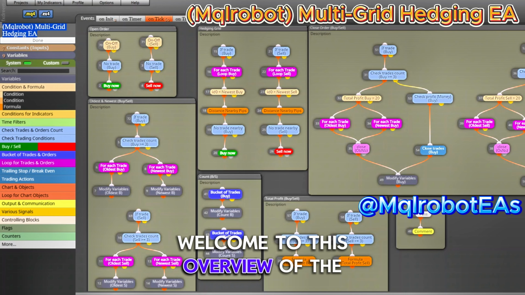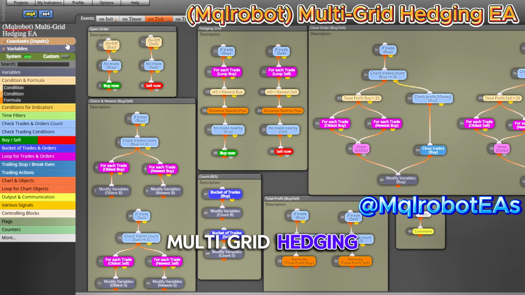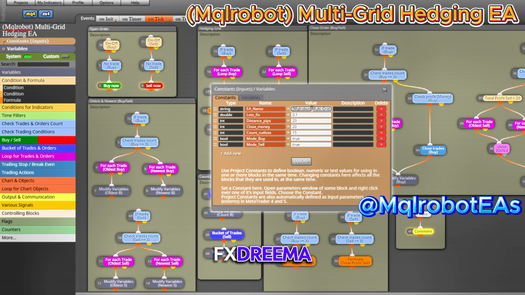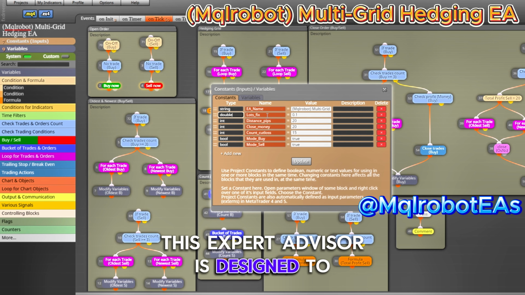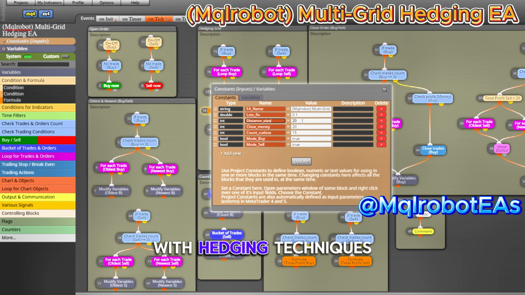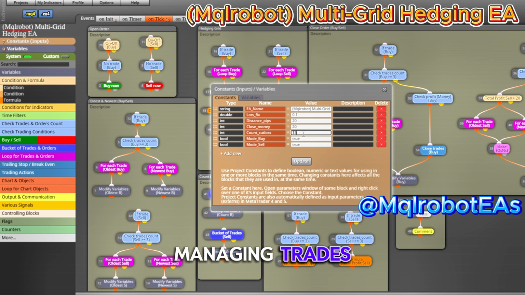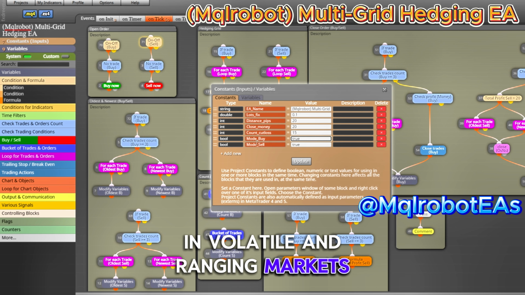Welcome to this overview of the multi-grid Hedging EA, created with the no-code platform FXdreema. This expert advisor is designed to combine grid trading with hedging techniques, offering a more dynamic approach to managing trades in volatile and ranging markets.